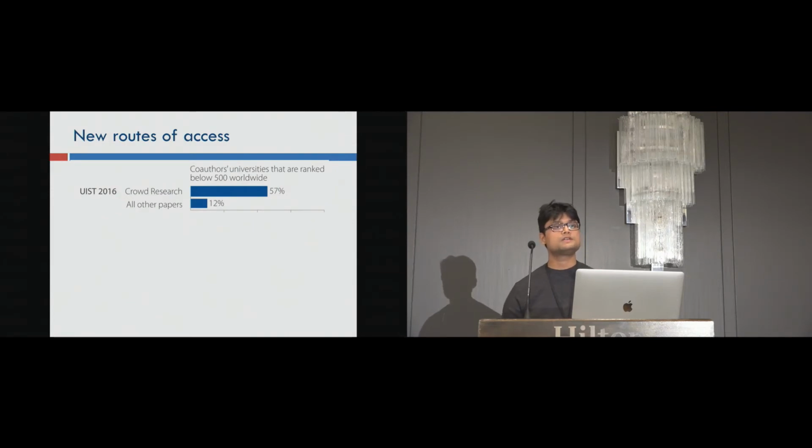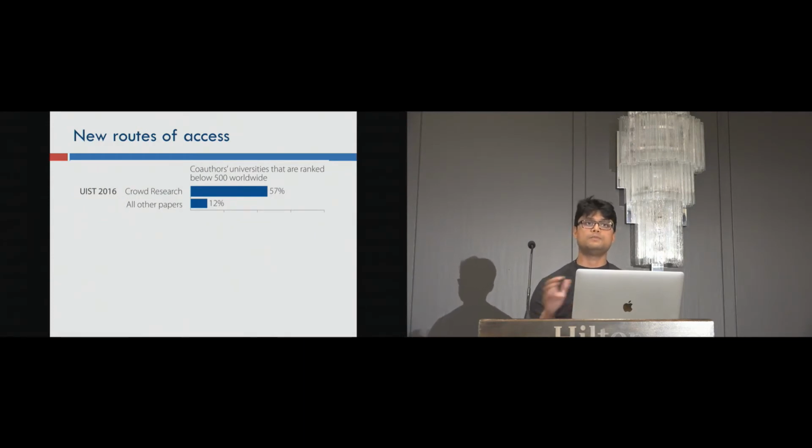Next, we wanted to understand how diverse these authors were. And crowd research paper authors were more diverse than others at the conferences where they published. So for example, at UIST 2016, the Boomerang paper was published. And we wanted to compare the diversity for the crowd research paper versus all the other papers. And we found that 57% of crowd research authors were from universities that ranked below 500 worldwide versus 12% for all the other papers.